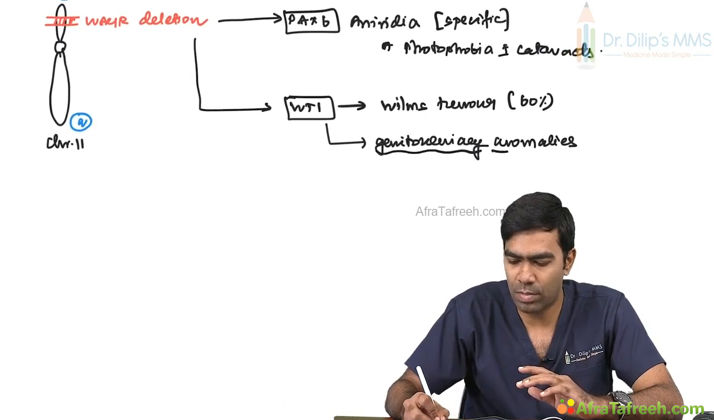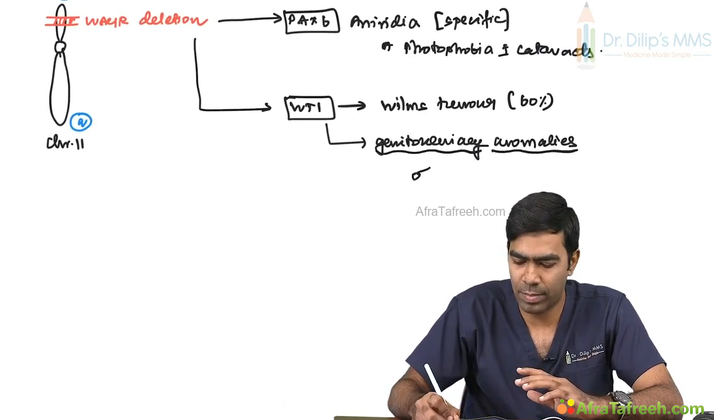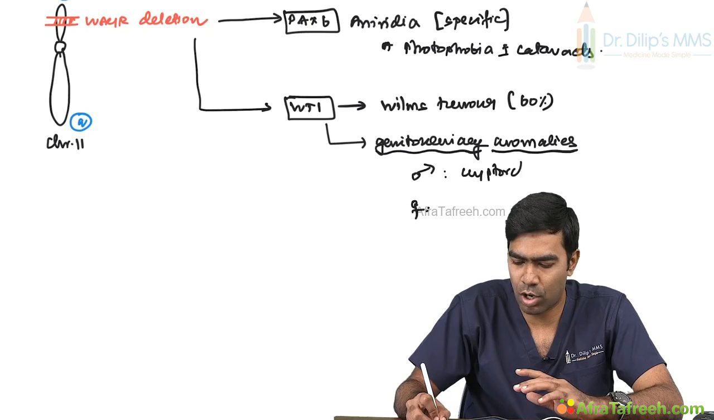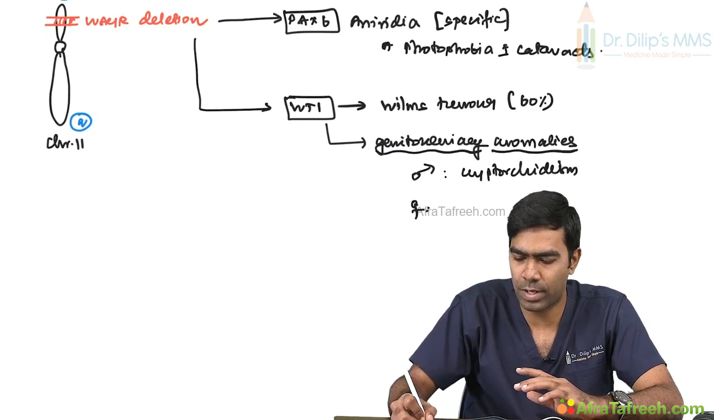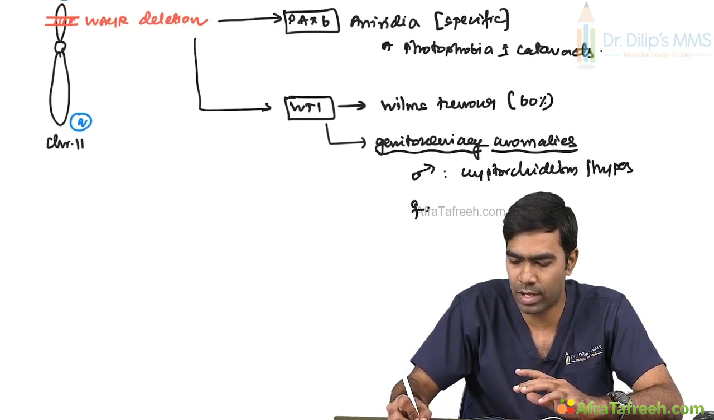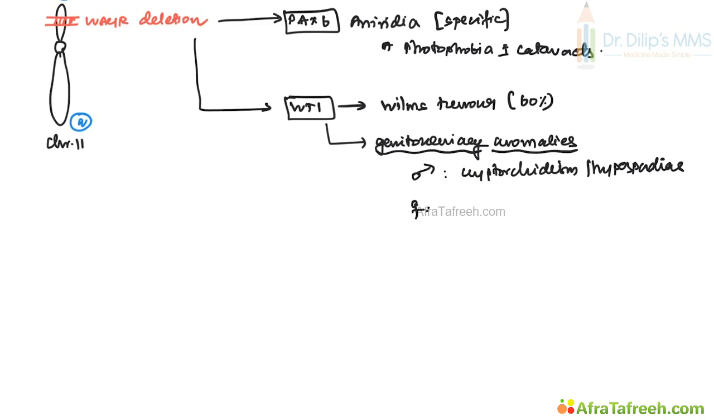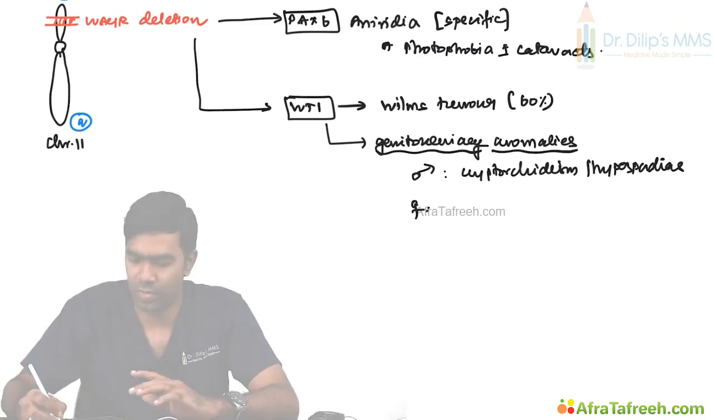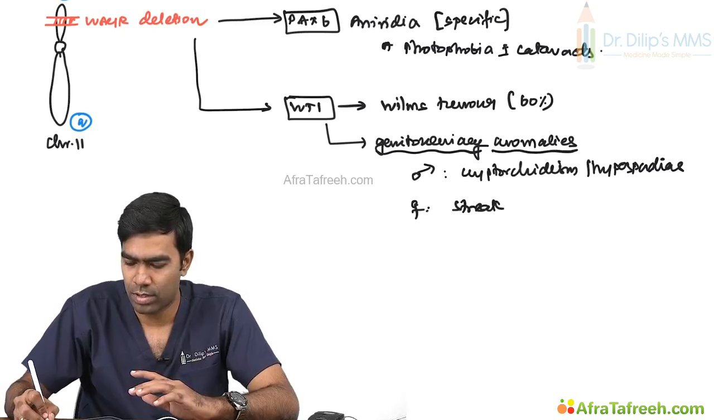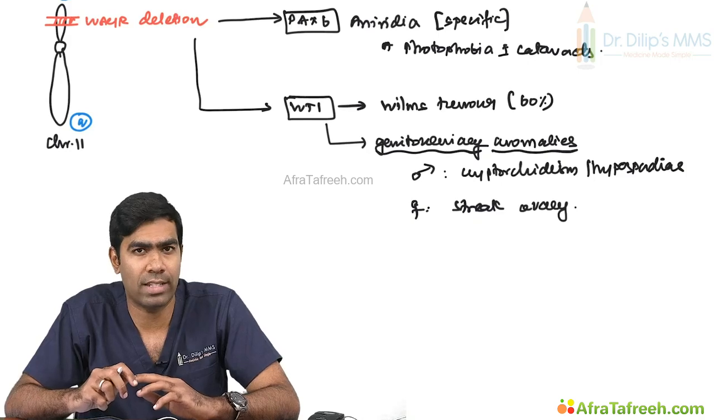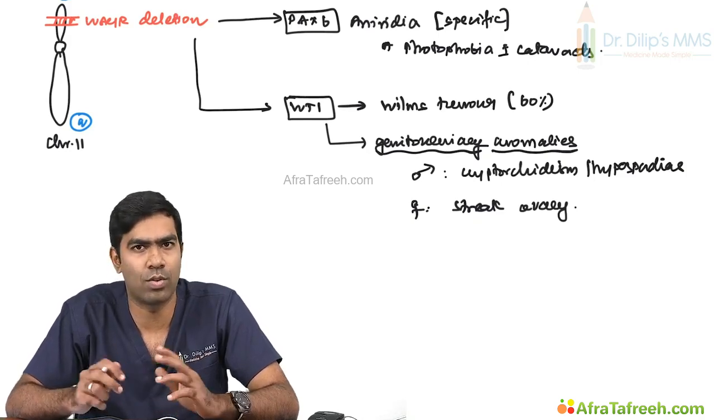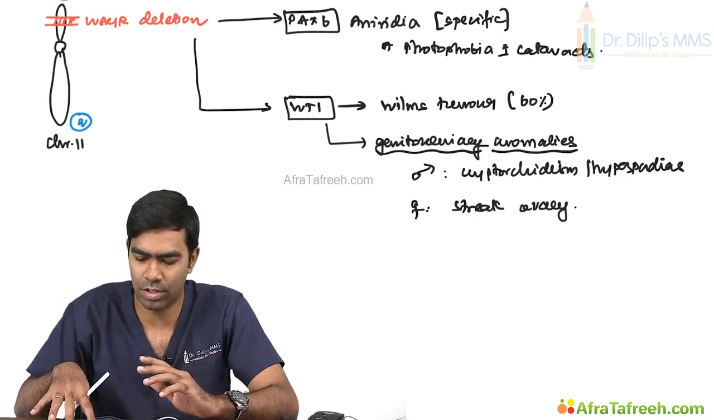So the genitourinary anomalies that you will be seeing will be different in males and females. In males, you will be seeing cryptorchidism and hypospadias, that is undescended testis and hypospadias. And in females, you will usually be seeing a streak ovary or gonadal dysgenesis resulting in 46,XX type of gonadal dysgenesis, which is going to result in a disorder of sexual differentiation.